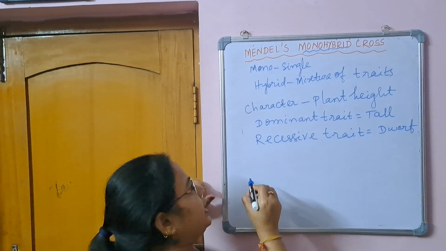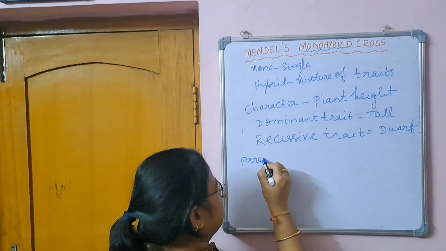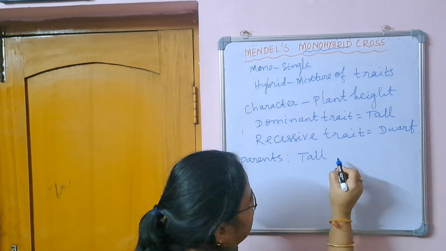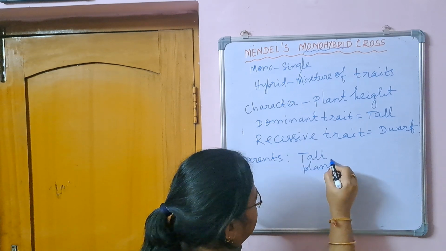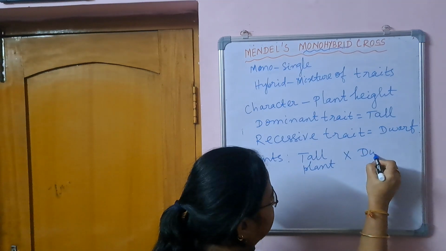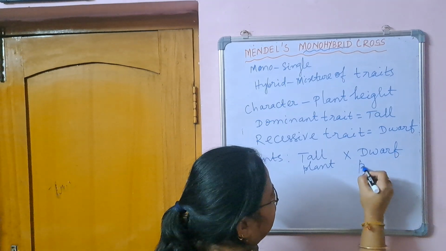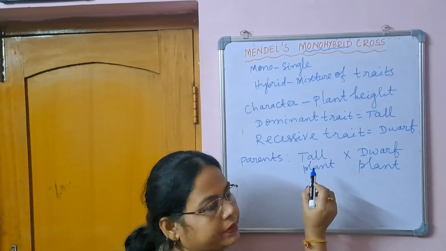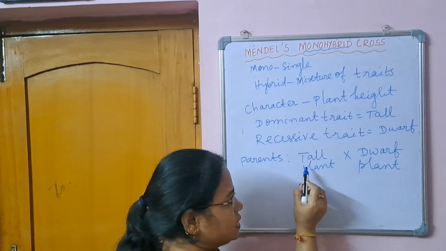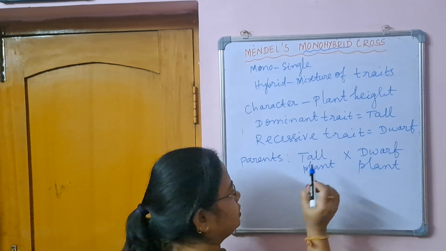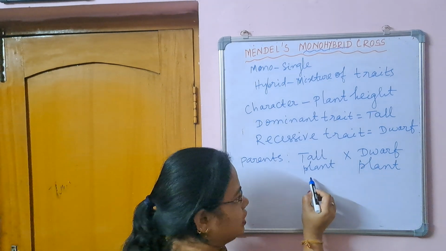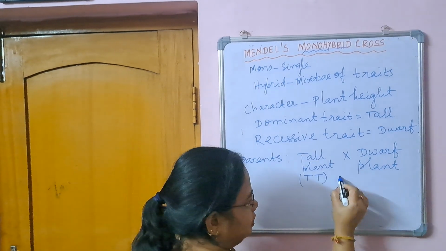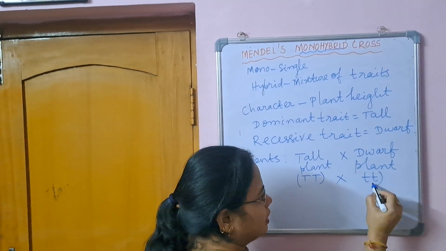Now, whenever we take the parents, a tall plant is crossed with a dwarf plant. So here I have written the phenotype, which is visible from outside: the tall plant crossed with the dwarf plant. Now let us write the genotype. For the tall plant we will take capital T crossed with small t.